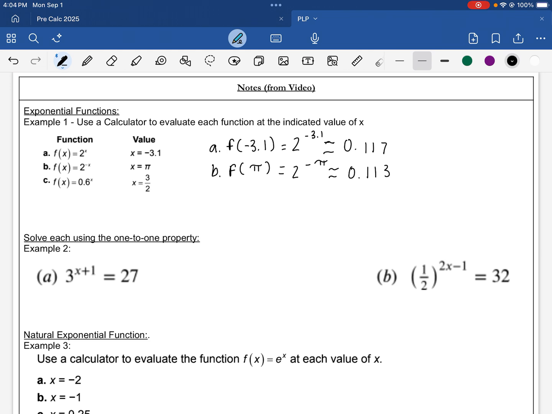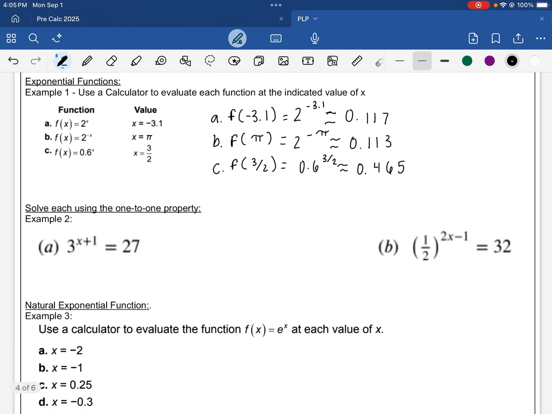Okay, I want you to go ahead and try C on your own. Okay, hopefully you got about 0.465. Since it was 0.4647, that 4 is going to round up to a 5. So that's just a basic exponential function.